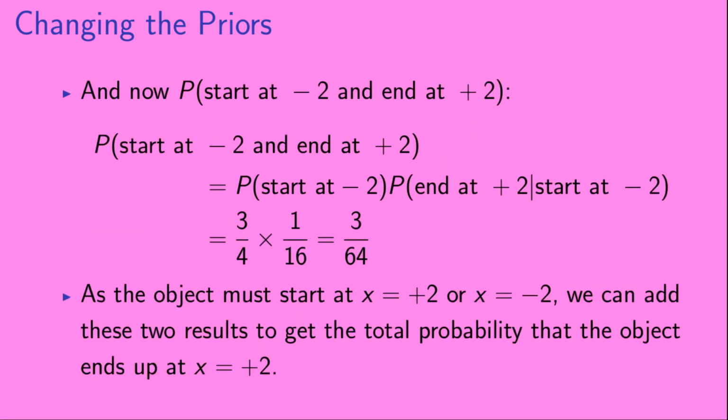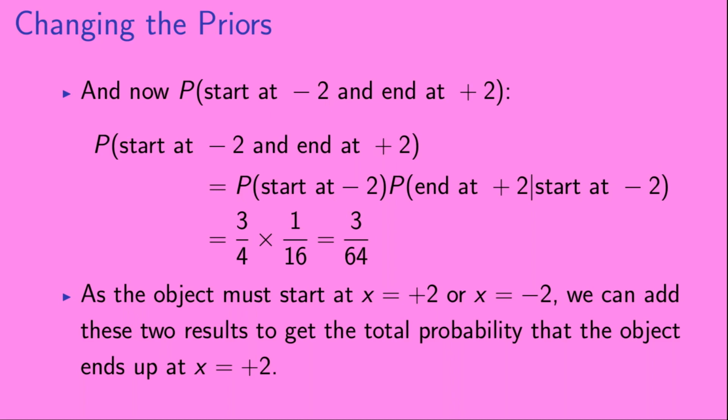And now let's get the probability that the object starts at -2 and ends at +2. So the probability that the object starts at -2 and ends at +2 is equal to the probability that it starts at -2, which is 3/4, times the probability that it ends at +2 given that it starts at -2. That's 1/16, which we've seen before. So that product is equal to 3/64.